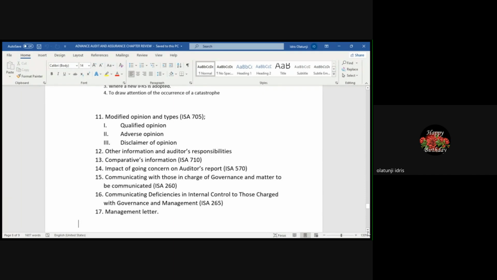So the ISA talks about it: we should communicate our findings to the people in charge of governance, that is, to the directors or board of directors that can make decisions in that particular organization. Then again, we communicate the deficiencies of internal control to those charged with what? With governance. That is, where the internal control is not working fine.